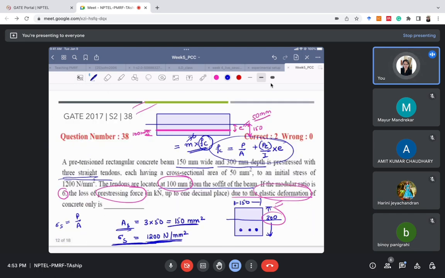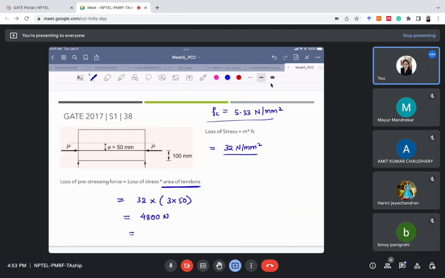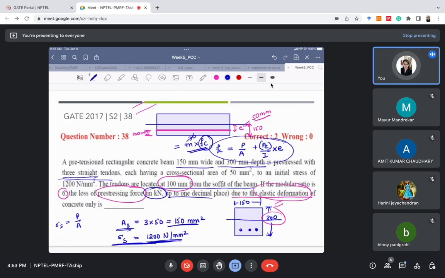But we are asked the answer in kilonewton. So the answer will be 4.8 kilonewton. You should also keep that up to one decimal place they have asked. So you'll write 4.8. Okay, if they would have asked up to two decimal places, then you would answer 4.80. So these small things you should keep in mind for GATE.